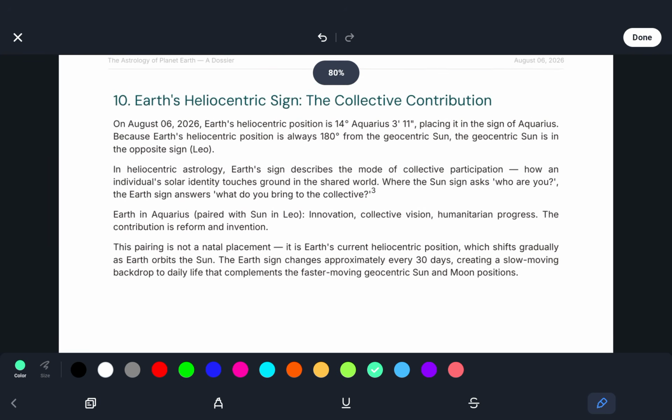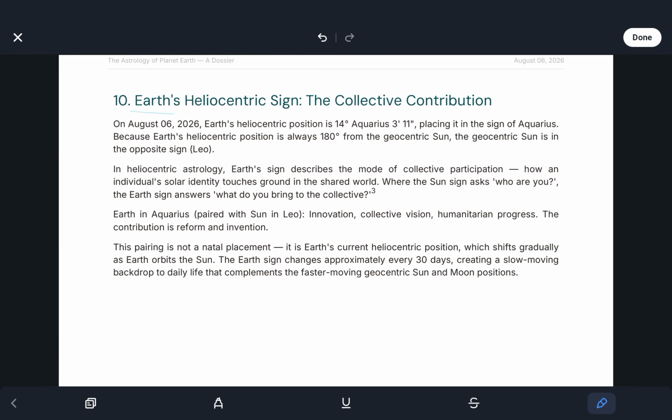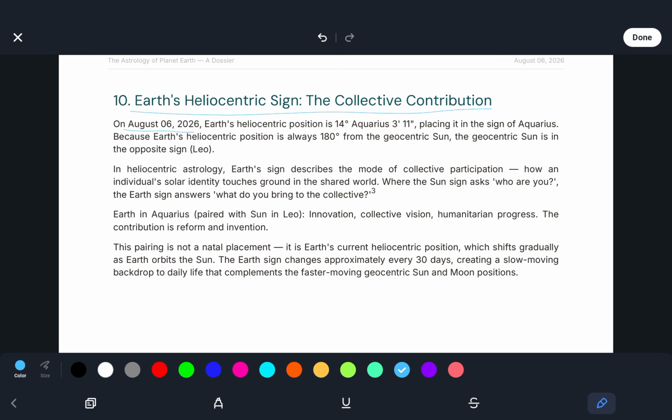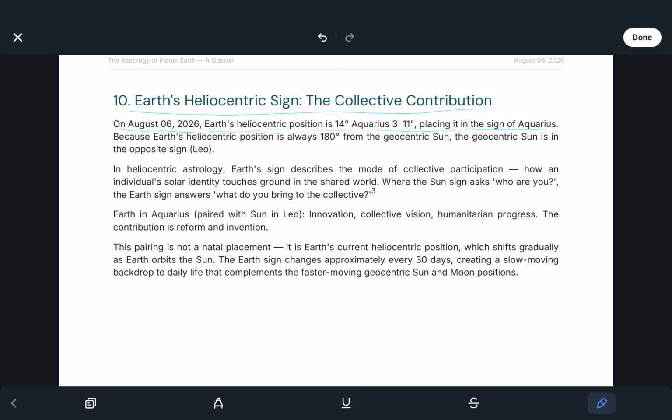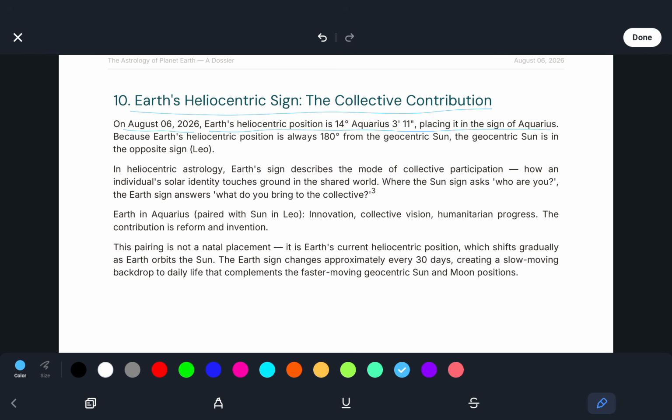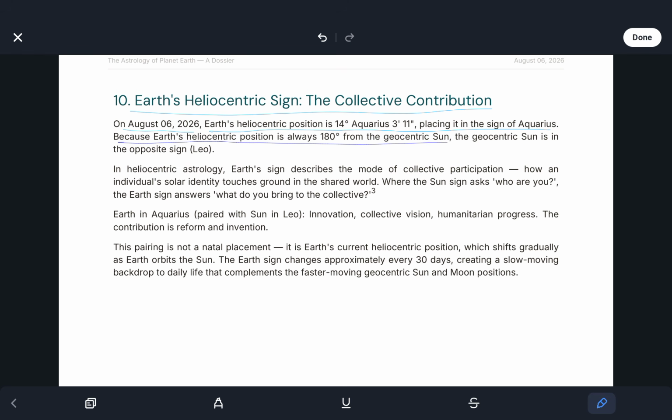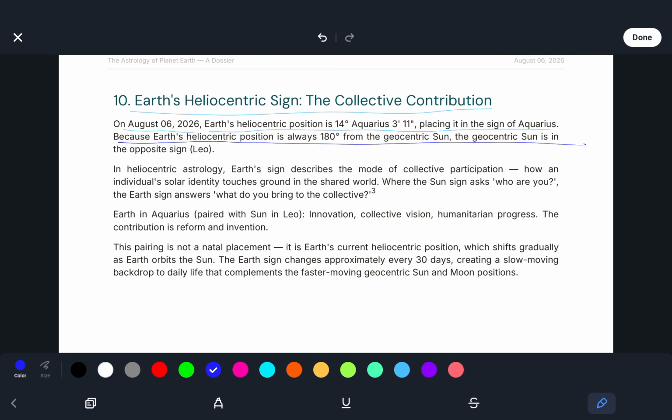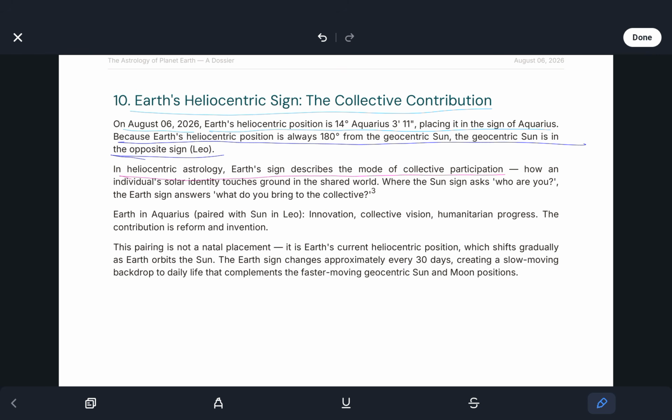Alright, on to Earth's heliocentric sign, the collective contribution. So on August 6th, 2026, what this video is all about, and the previous one, Earth's heliocentric position is 14 degrees Aquarius, 311, placing it in the sign of Aquarius. Because Earth's heliocentric position is always 180 degrees from the geocentric sun, the geocentric sun is in the opposite sign, Leo.